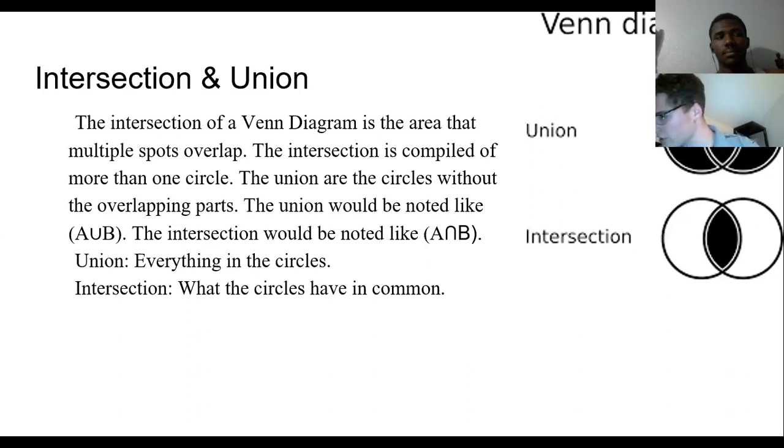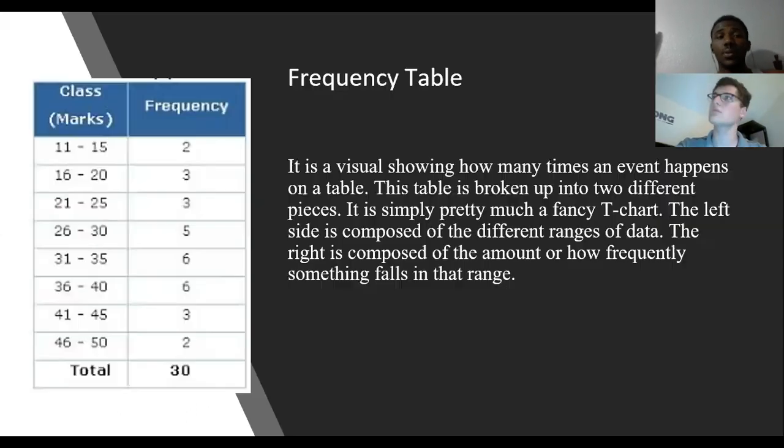So my third question is, what is a frequency table? Awesome. A frequency table shows you visually how many times an event happens, and it's showing it on a table. This table is broken up into two different pieces. And as you can see right here, we have the frequency and we have the marks.